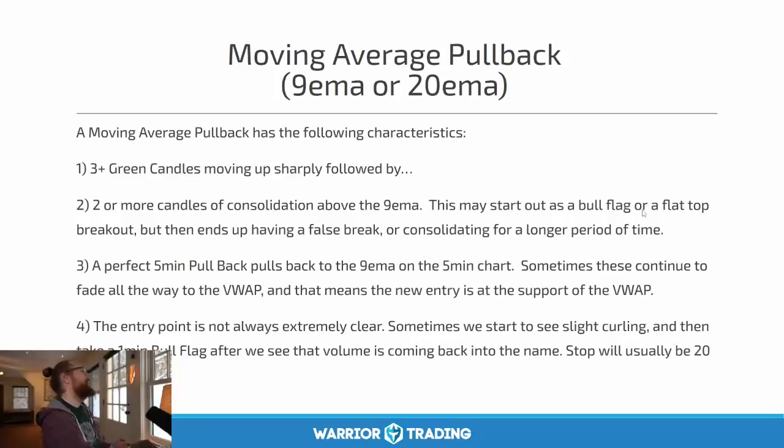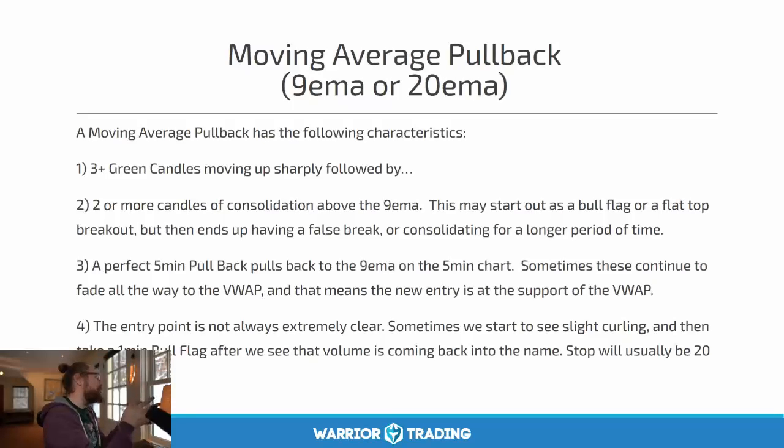So moving average pullback usually has the following characteristics: 3+ green candles moving up very quickly, followed by usually 2 or more red candles of consolidation above the 9 EMA. And it may start out as a bull flag or even start out as a flat top breakout, but that ends up either having a false break or just kind of pulling back a little bit more, consolidating for a longer period of time. And then at that point, it's a failed bull flag, or it's just not really as strong. And then that's where we start to just look at it as a moving average pullback.